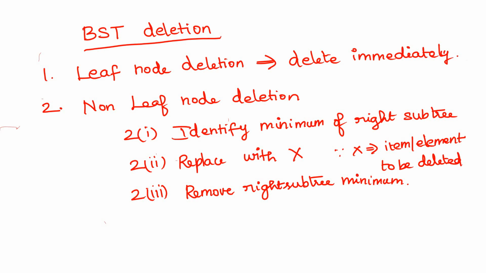So first we need to identify the minimum of the right subtree and replace with x. X is the item to be deleted from the binary search tree. So the minimum element of the right subtree of the x must be replaced with the x and removed from the right subtree. That is, the minimum value which we have identified in the right subtree has to be detached from the right subtree and replaced in the place of x. So next we will see with an example how this is happening.